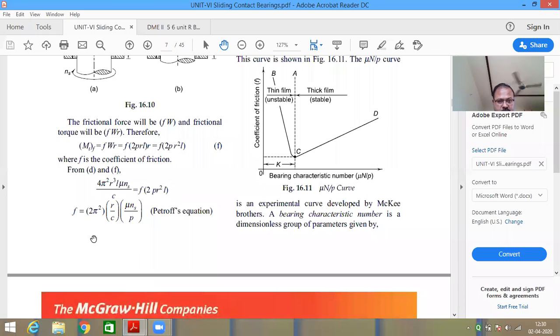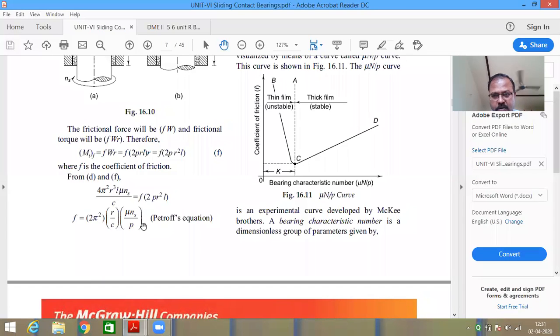In this Petroff equation, there are three terms. First term is 2 pi square; pi has no unit, so it's a dimensionless parameter. Then R upon C: R is in mm, C is in mm, so again it's dimensionless. Mu is coefficient of viscosity, ns is revolution per second, and P is the bearing pressure. If we equate the units, you will see it's dimensionless, and therefore f is expressed in three dimensionless terms. This is the most important equation, guys: f is equal to 2 pi square R upon C, mu ns upon P.